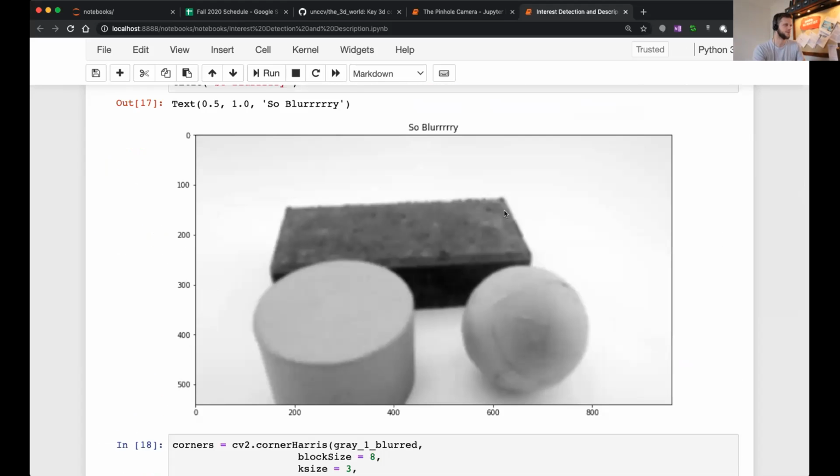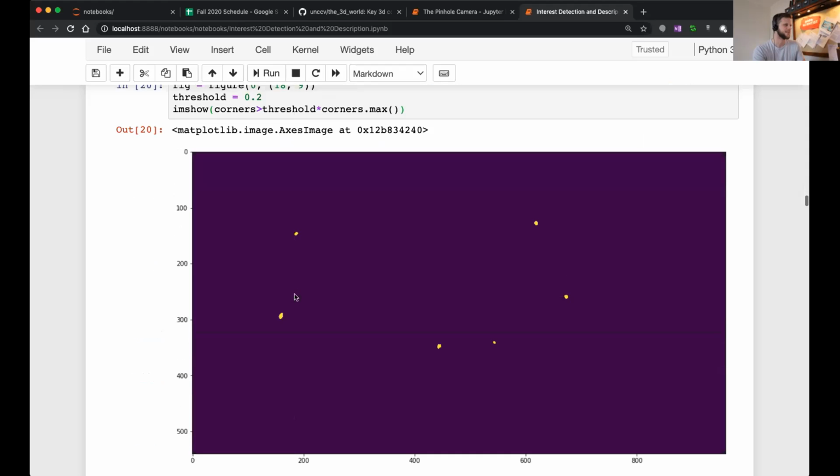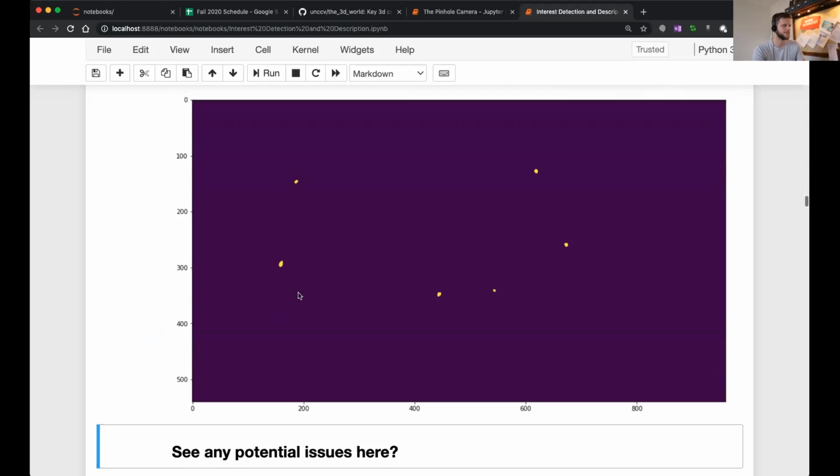And again, here's the original image. So we picked out that corner, got this corner. Now, there are still some problems here. I'm using an algorithm from 1988. I wanted to show you the history a little bit.